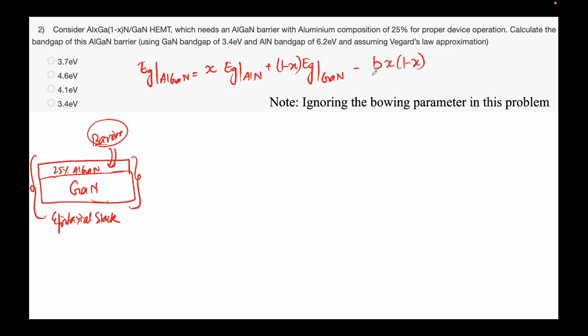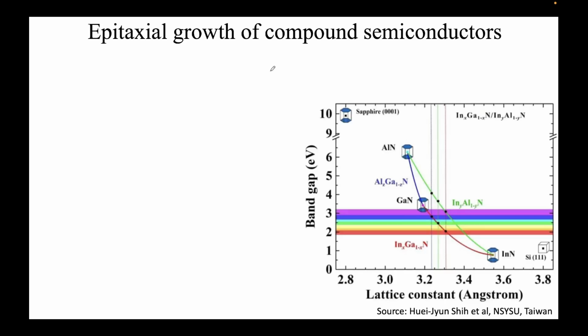Okay, this is called the bowing parameter. It's not given in the problem what it is, but it does exist. So for the time being, let me just ignore this parameter. Let's say b equal to 0. So your Eg, the band gap for AlGaN, will be very similar to what we had seen in terms of the lattice constants.